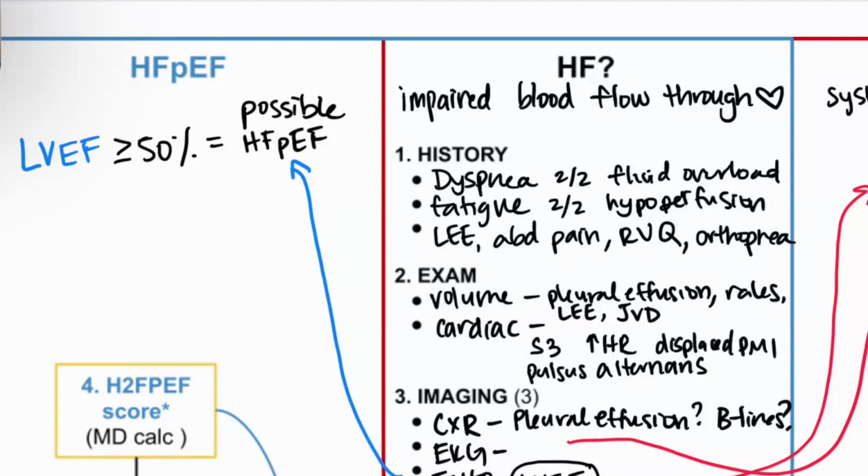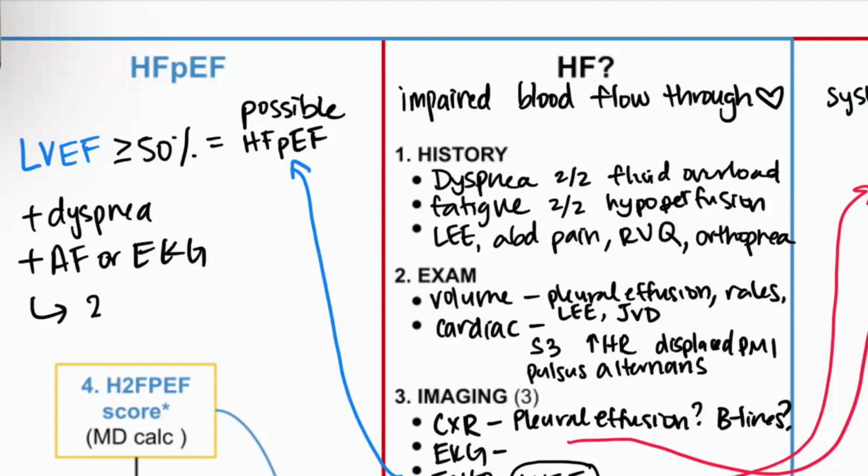So that's why we have to go down to the next step and decide, do they have other reasons to increase their HFpEF chances, looking at other variables. Big ones here is if they have dyspnea, and if they have AFib on their EKG, then there's a 20 times increased chance that this is HFpEF.